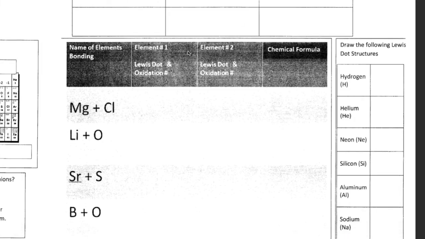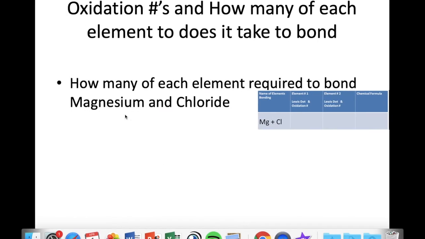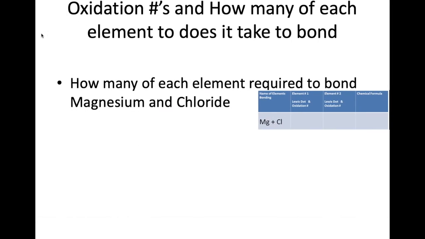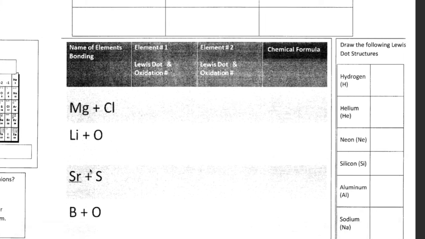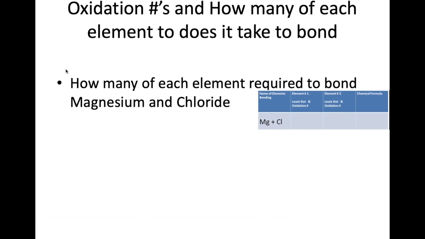Now you should be looking at this table on your note sheet. We want to use the oxidation number and the Lewis dot structure to help us figure out how many of each element it's going to take. Now you should be at this point on your note sheet. We want to use the oxidation number and the Lewis dot structure to determine how many of each element it's going to take in order to create a bond.